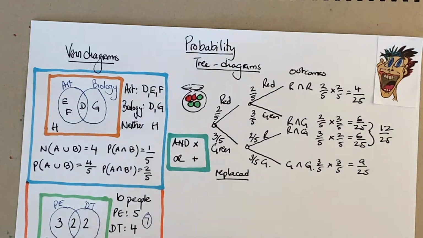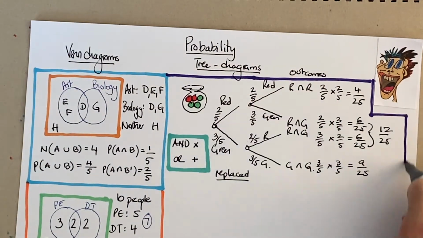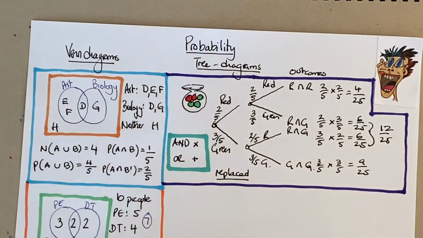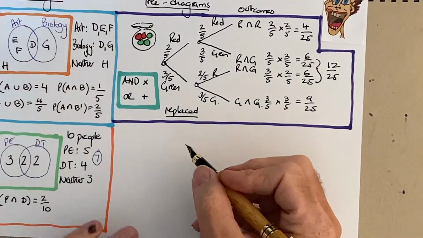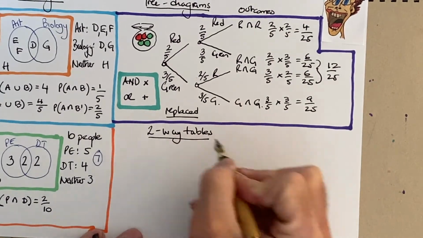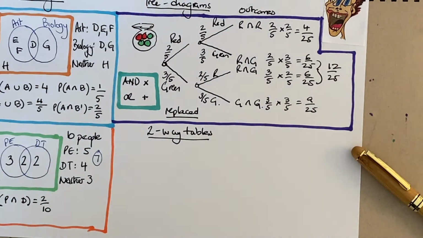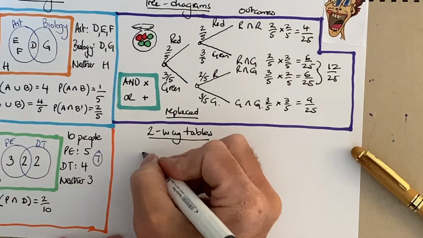Let's move on to our final thing, which is to do with two-way tables. So we're now going to look at two-way tables and see what happens there. So two-way tables, another way of showing how the data can be displayed. And to do this, let's say we have 2 driving schools. We have Mavis and Fred. They both run driving schools.